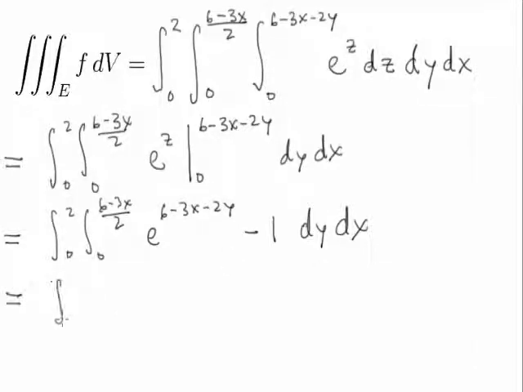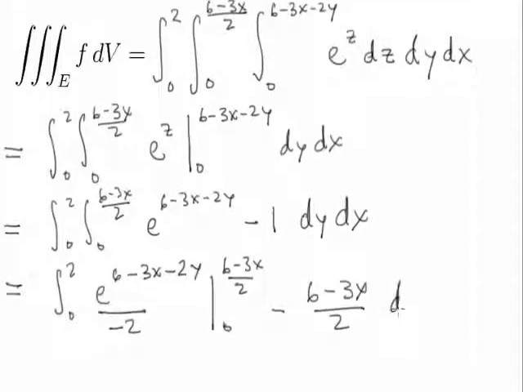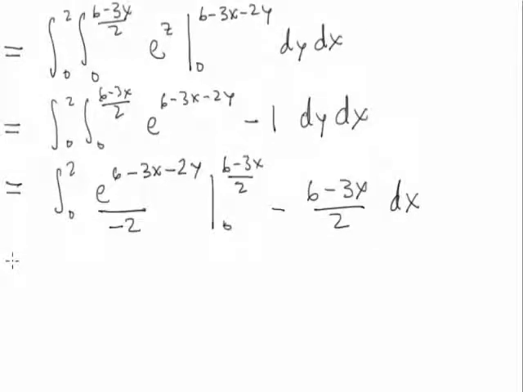Okay, so after one iteration we have a double integral, and so we're going to integrate with respect to y next. We'll still have the integral from 0 to 2. So now what's the antiderivative of e to the 6 minus 3x minus 2y with respect to y? So basically we have this negative 2 factor to concern ourselves with. So this is e to the 6 minus 3x minus 2y divided by negative 2, evaluated from 0 to 6 minus 3x over 2. And then we have minus y evaluated from 0 to 6 minus 3x over 2, which just gives us that term. So we have an integral to take with respect to x.